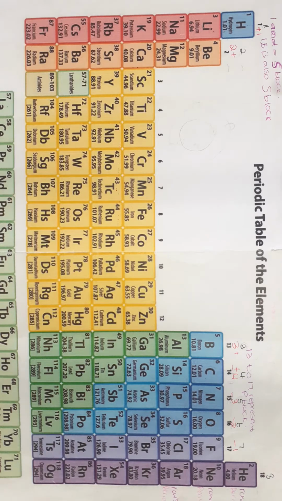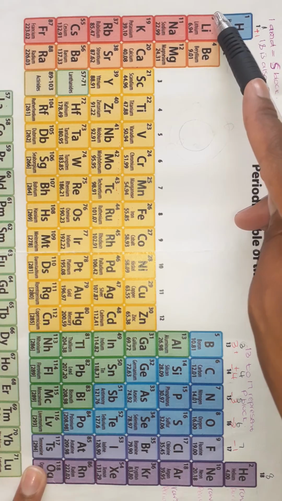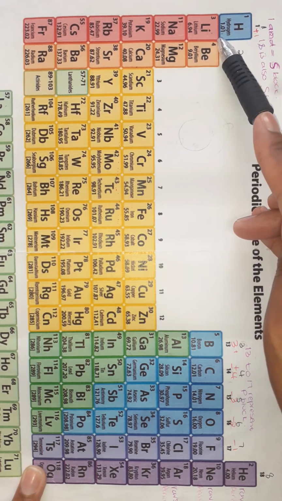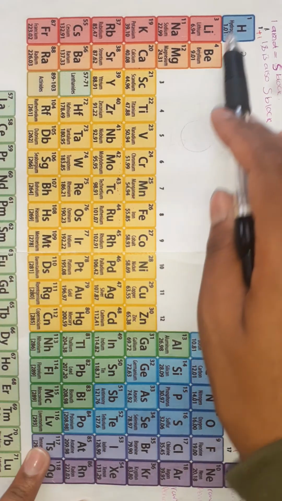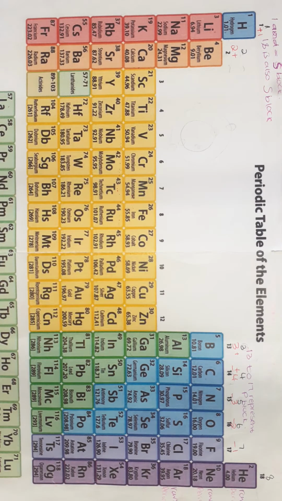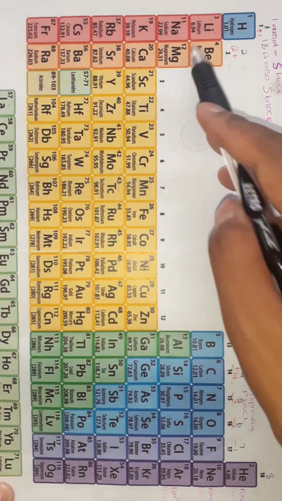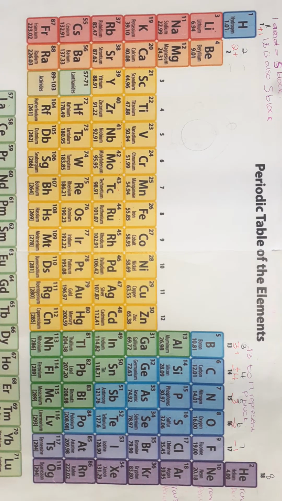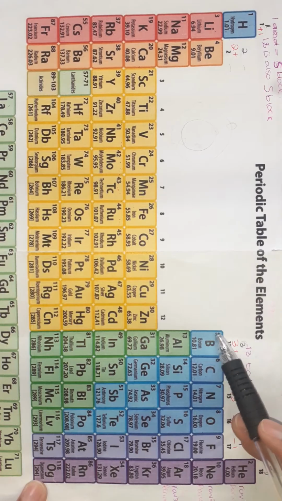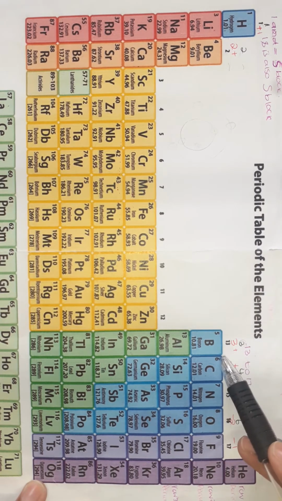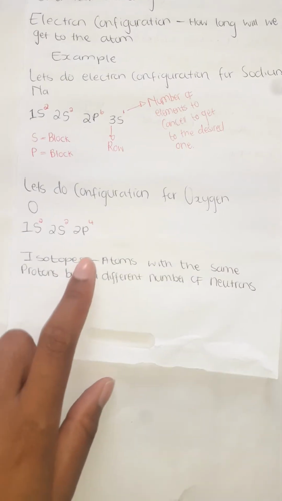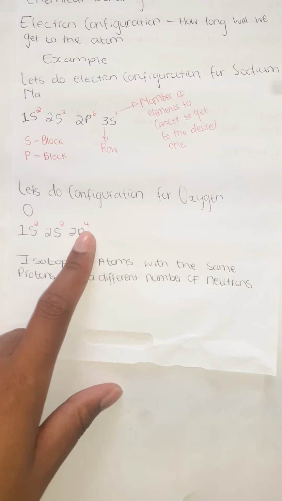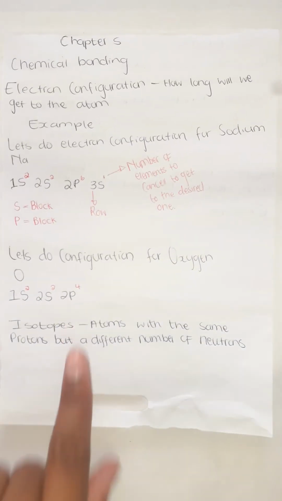Alright, now let's fill the second row. So this will be 2s2. We fill 2 in the S block, so we have 2 meaning row 2, S meaning the block is the S block, and then we have filled 2 electrons. Then we come here, we'll say 2p because this is the P block, and we count how many we fill to get to oxygen: 1, 2, 3, 4. So this is how we will write it: 2p to the power of 4, because we have filled 4 electrons.